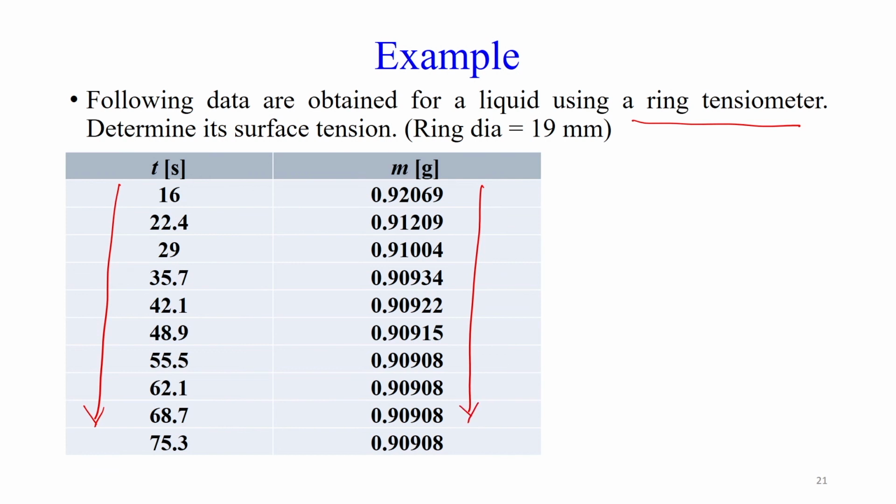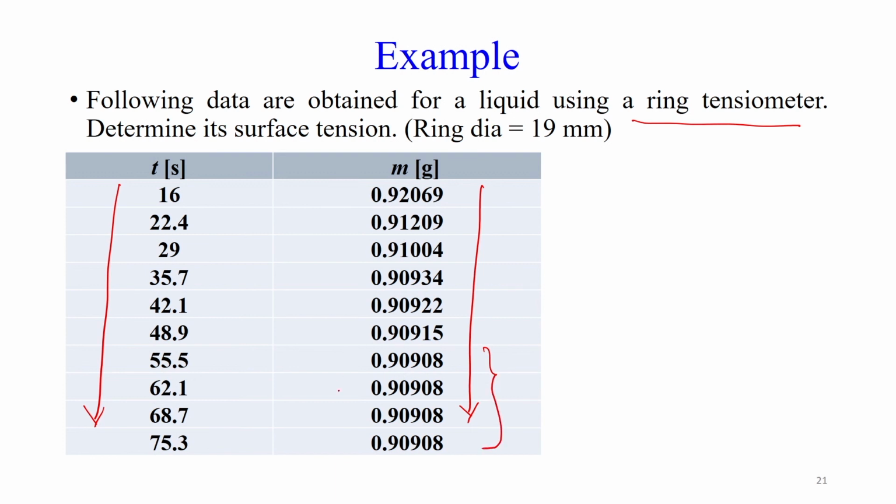So, what does it mean? It is reaching the equilibrium with time. Typically, if you just see, it is starting from 0.92 and going to 0.90908. So, it takes about 55 seconds, you can say the pulling process completes in 1 minute, and then this is the constant.